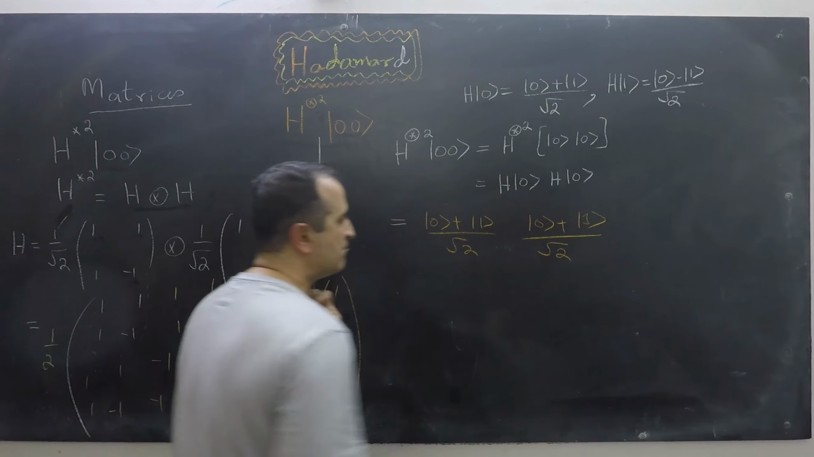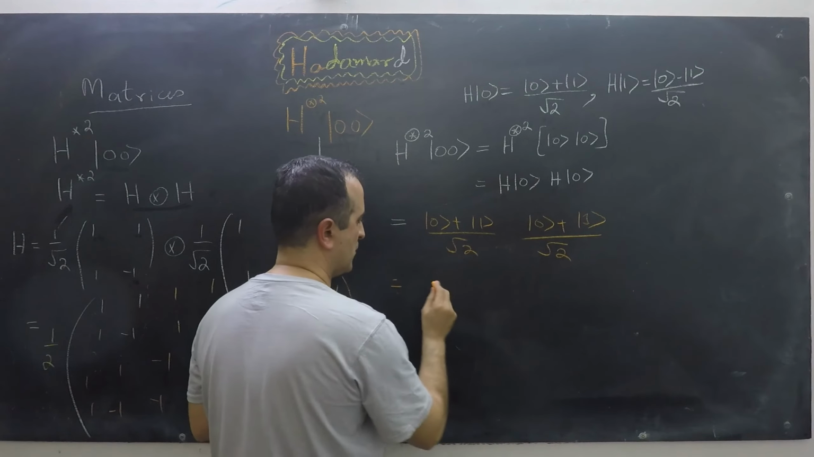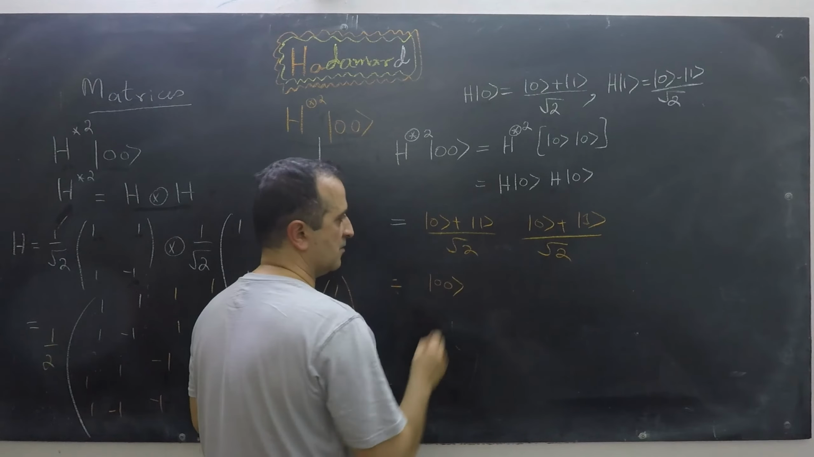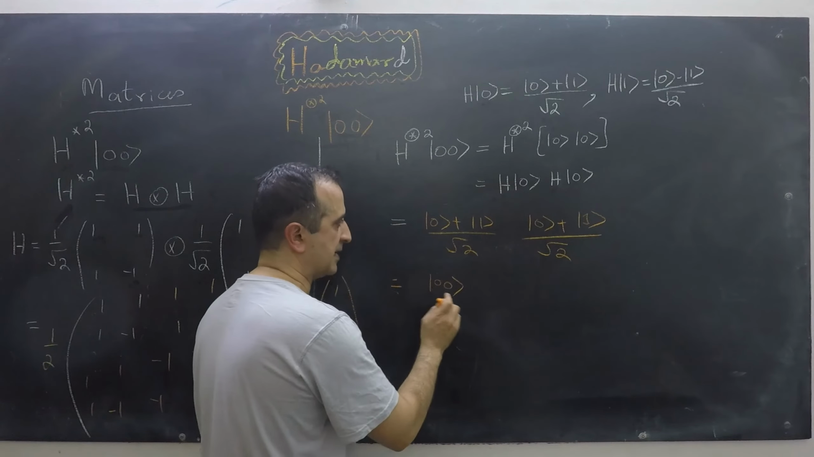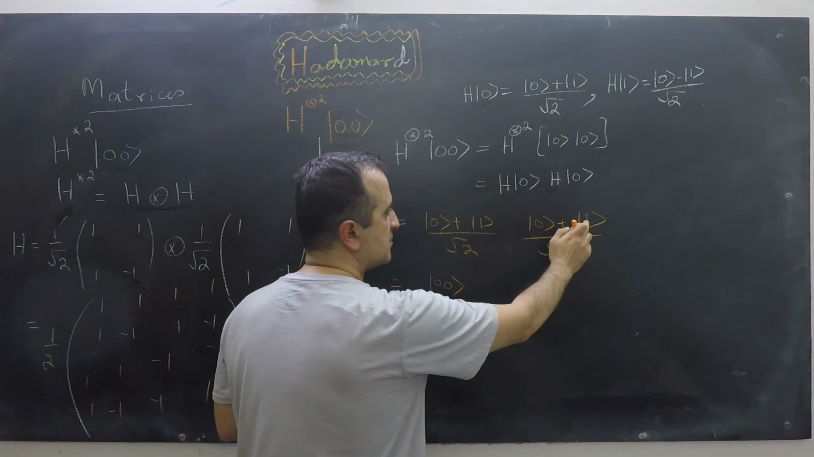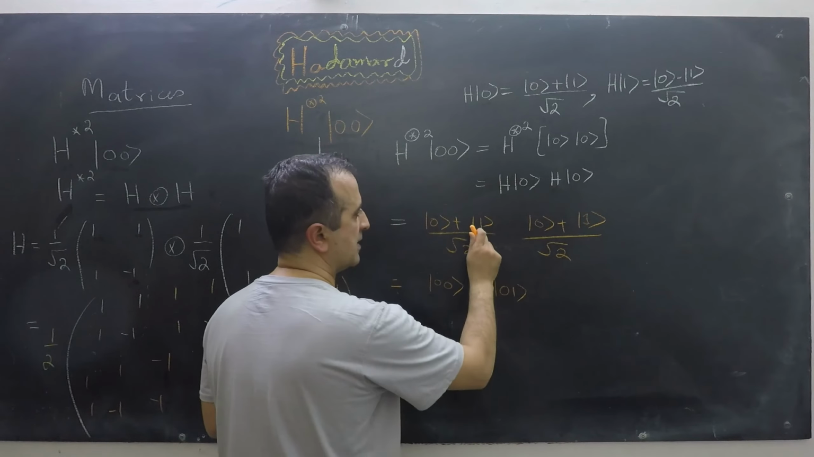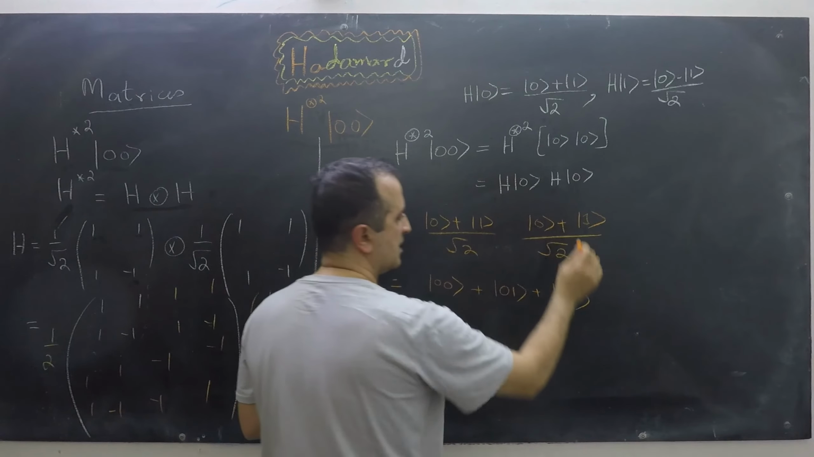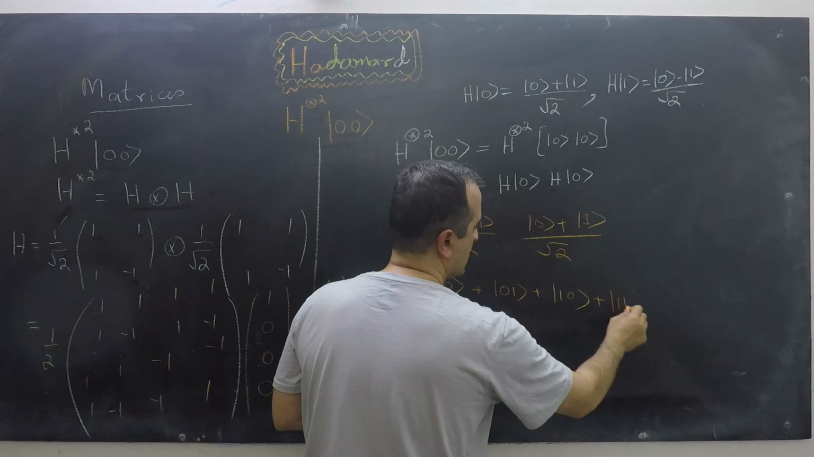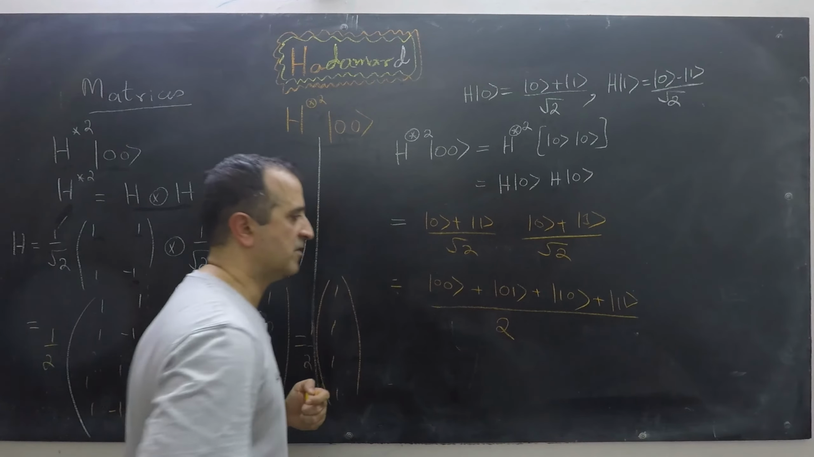And now we have to simplify this. Our result is going to be ket 0 times ket 0, which will be ket 0, 0. We can also write it as ket 0 and ket 0, but usually we write it as ket 0, 0. And ket 0 times ket 1 is going to be ket 0, 1. And this will be ket 1, 0. And the final term is going to be ket 1, 1, all divided by 2. So that's our final result.